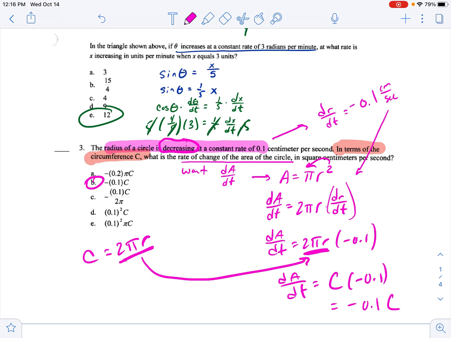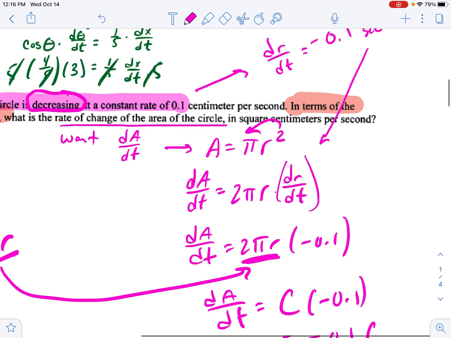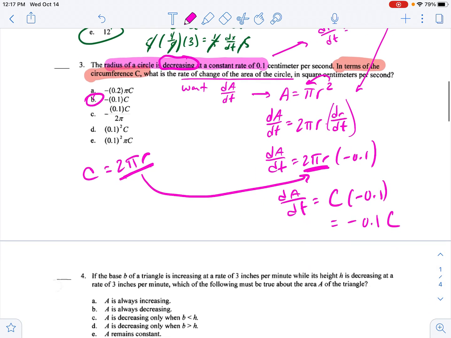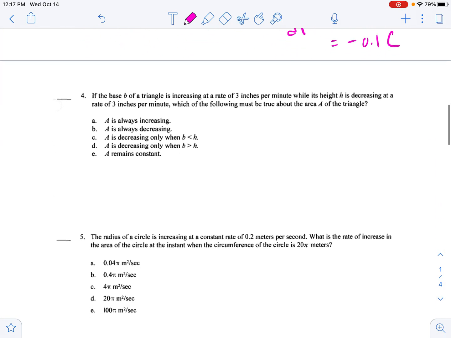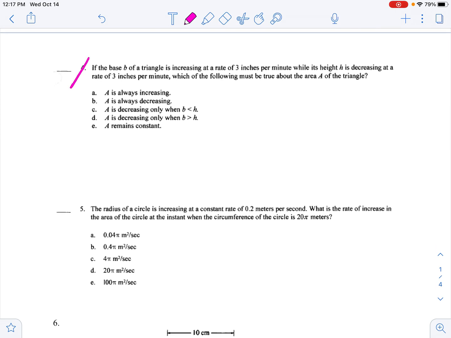Okay, so again, things to look out for. They wanted the rate of change of area. We start with area. We take the derivative of area. Then we worry about this other stuff with the circumference. In terms of the circumference, okay, so I just got to replace 2 pi r with the letter C here. Okay, again, some tricky stuff, but it's meant to be. Number 4 is particularly tricky. For now, omit this. Once we get through more lessons on the concept of increasing and decreasing, we'll be able to come back to this problem.